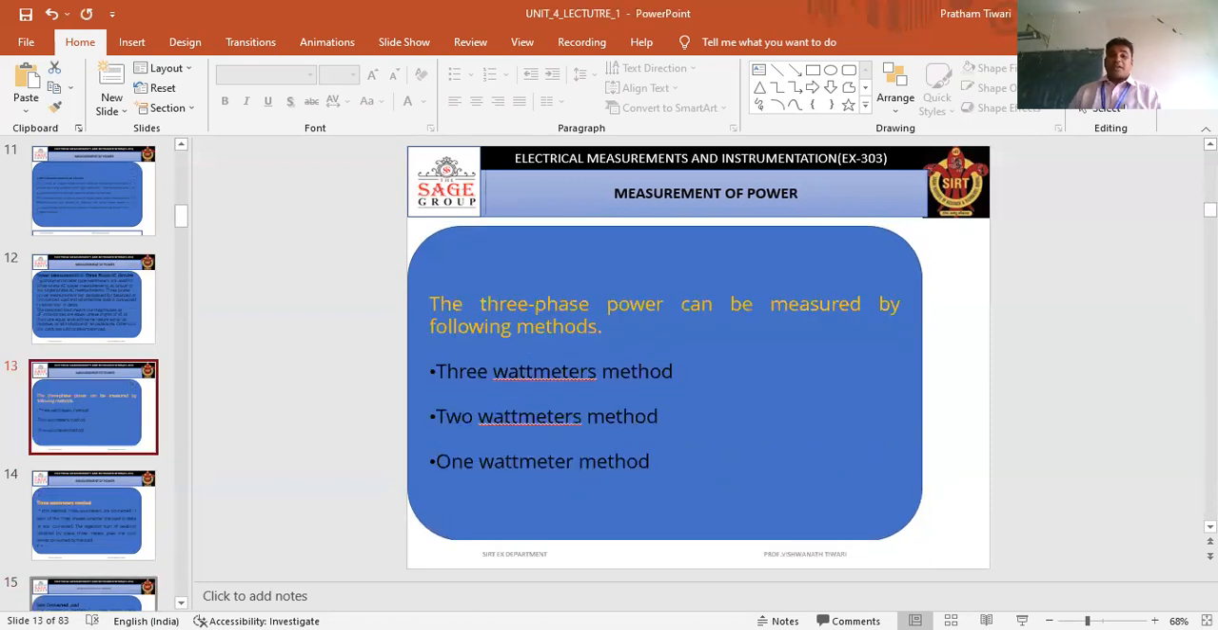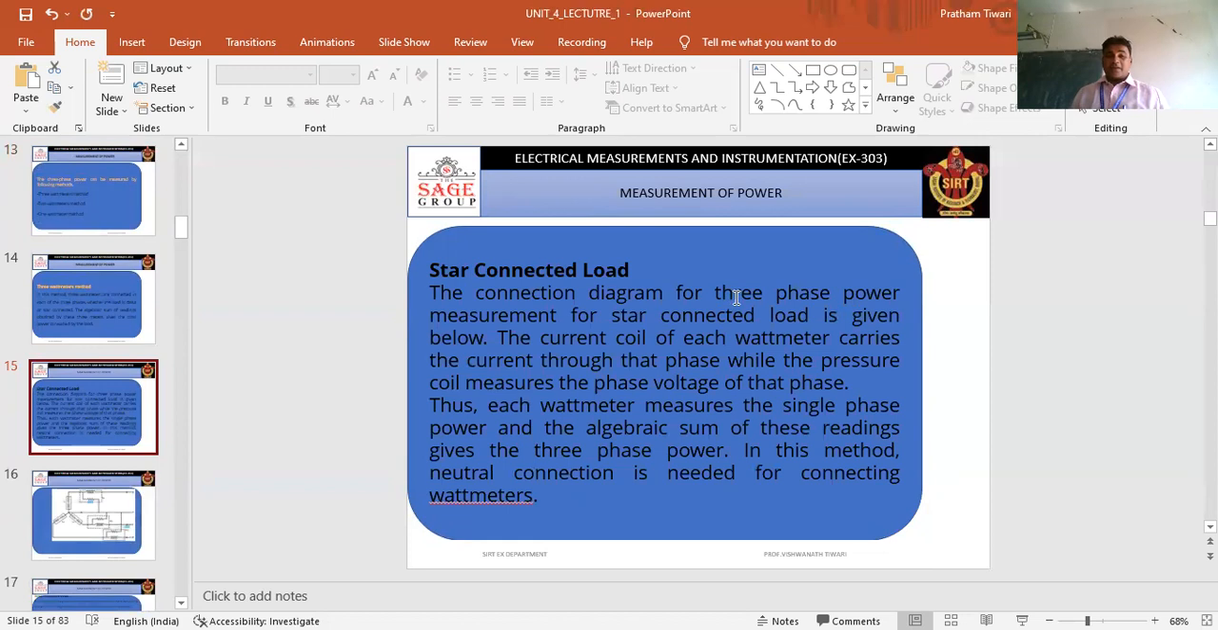The three-phase power can be measured by the following methods: three wattmeter method, two wattmeter method, and one wattmeter method. Star connection in a three-phase AC circuit. There are two types of connection we have to use. Number one is star connected load, and second is delta connected load. Now we will discuss star connected load. The connection diagram for the three-phase power measured for star connected load is given below.